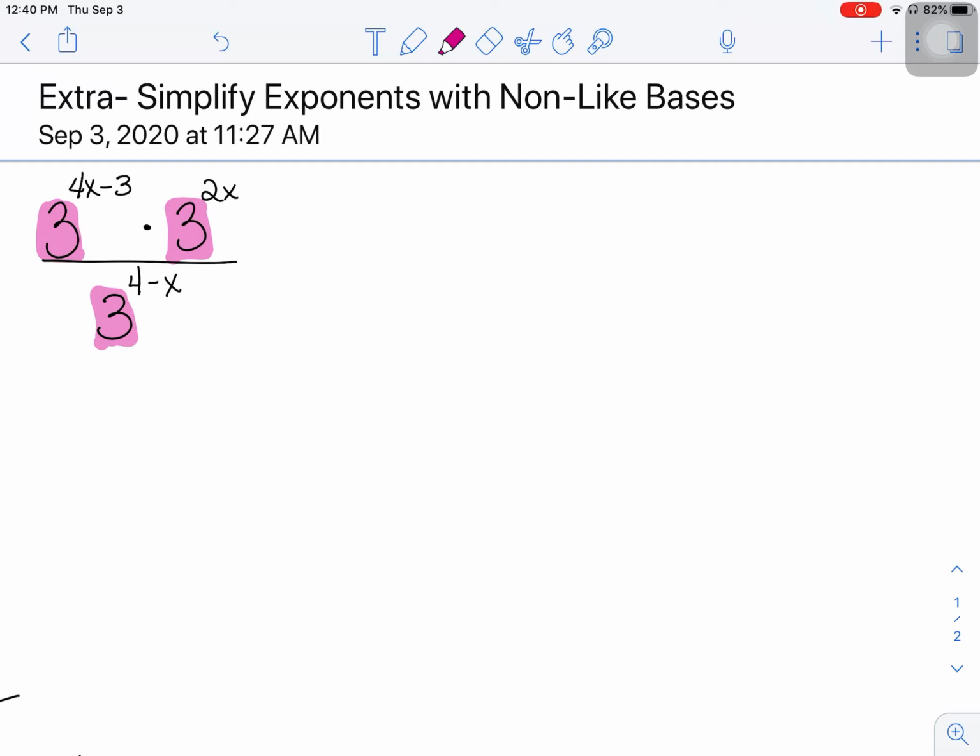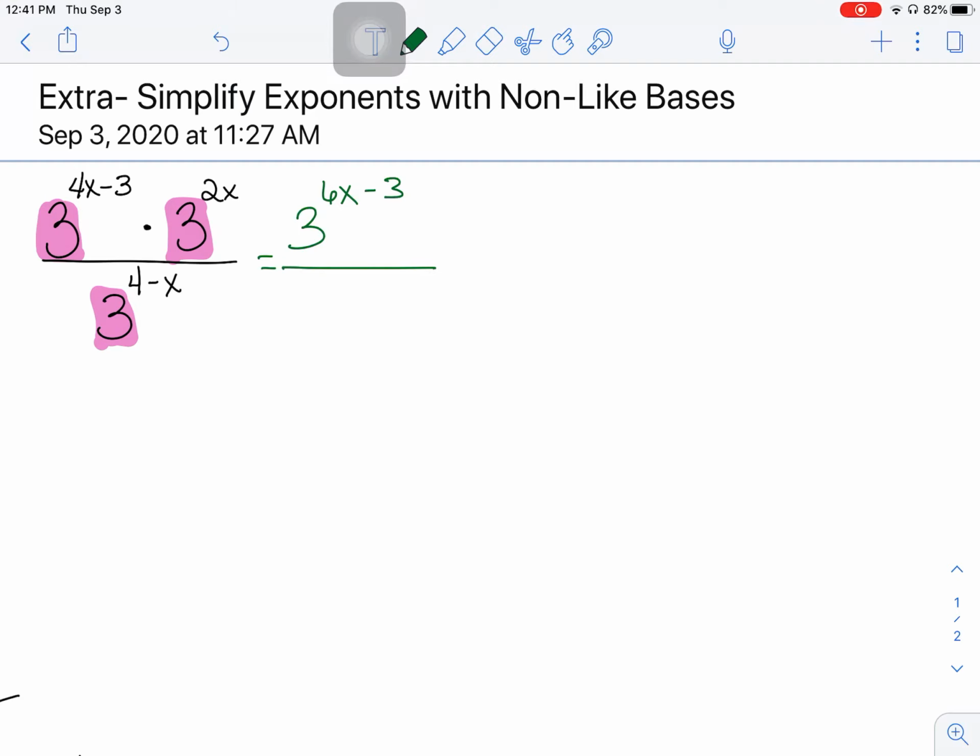So because these are all like bases, I can just work with the exponents using my normal exponent rules. So in that numerator, I have a base 3 times another base 3. Those are the same bases, so I get to add the exponents together. So I've got 4x minus 3 plus 2x. So that's going to turn into 6x minus 3.